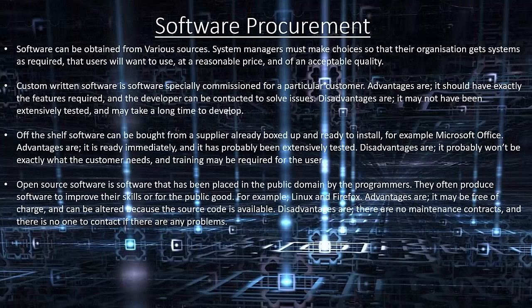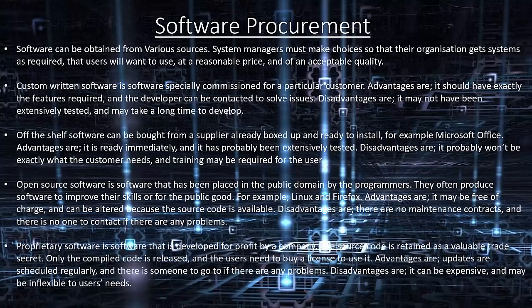Open source software is software that has been placed in the public domain by the programmers. They often produce software to improve their skills or for the public good. For example, Linux and Firefox. Advantages are it may be free of charge and can be altered because the source code is available. Disadvantages are there are no maintenance contracts and there is no one to contact if there are any problems.